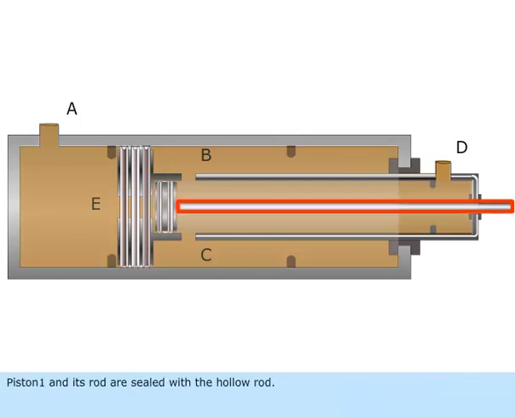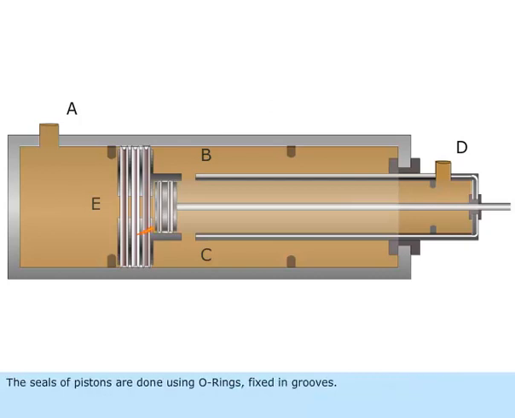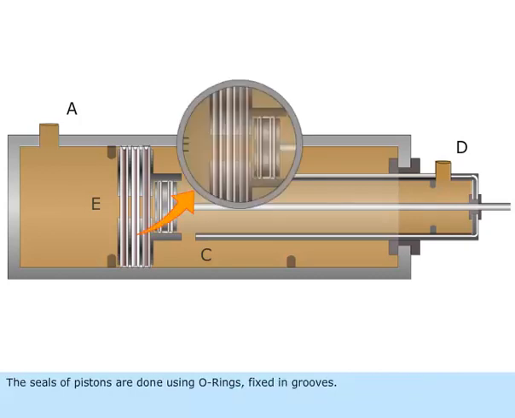Piston 1 and its rod are sealed with the hollow rod. Piston 2 and its rod are sealed with the master cylinder which holds both the pistons. The seals of pistons are done using O-rings fixed in grooves.